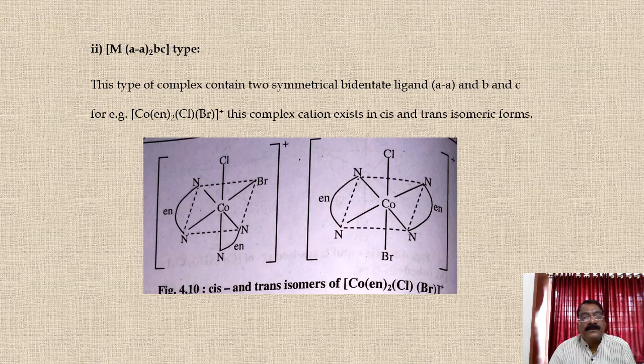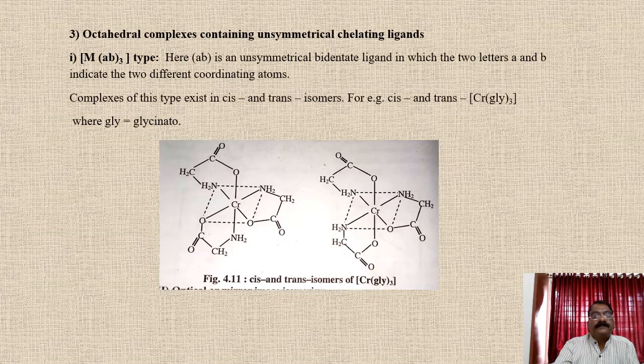Second type for this, see its example [Co(en)2ClBr]. See again, depending on the bidentate ligands, we can have cis-trans isomers similar to the first one. Third one is octahedral complexes containing unsymmetrical chelating ligands.